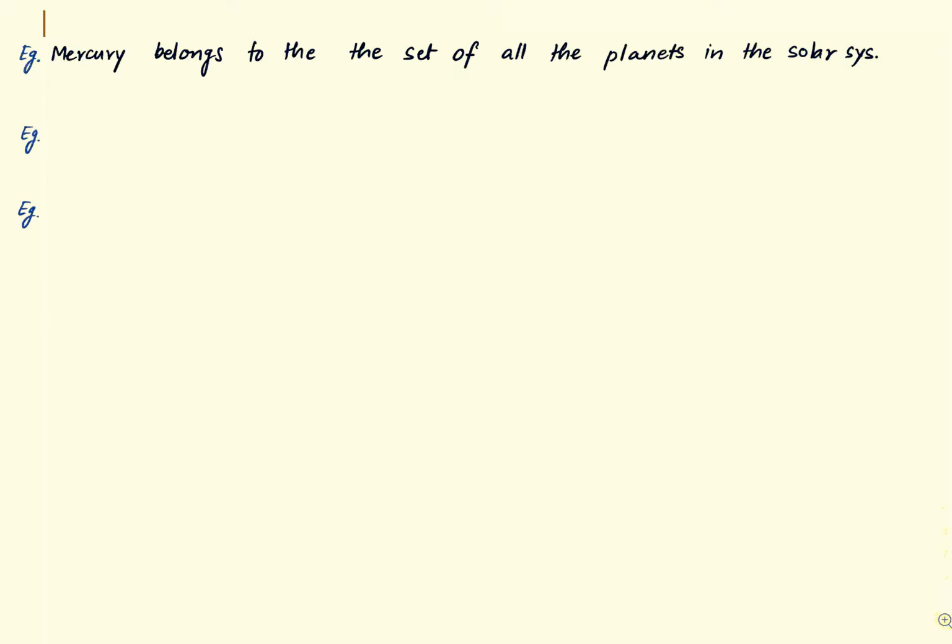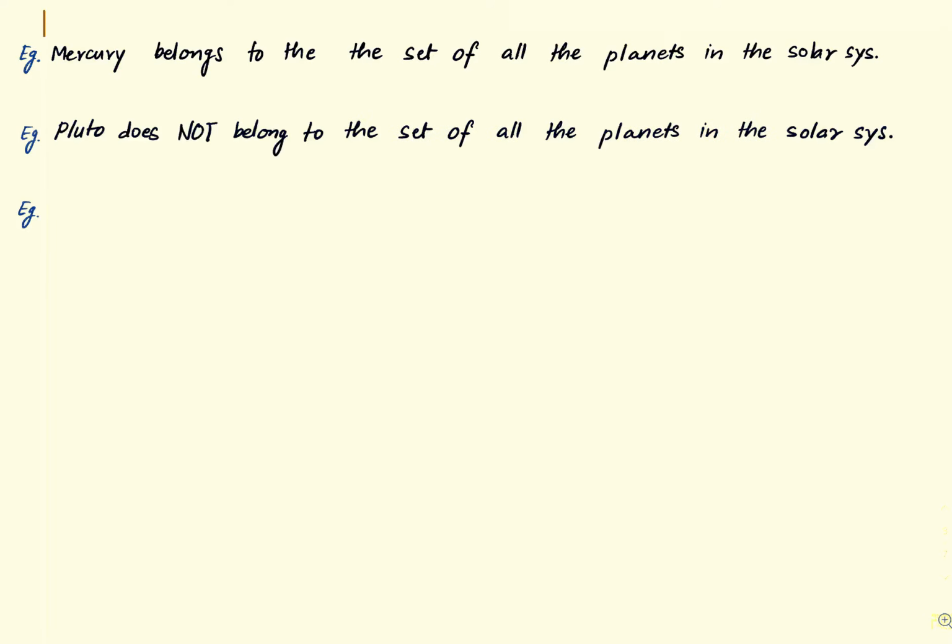All right, so let's see some examples. Mercury belongs to the set of all the planets in the solar system, right? Pluto does not belong to the set of all the planets in the solar system, as we commented earlier. And in notation, if you want to use this notation, 1 is an element of this set, 4 is not an element of this set.